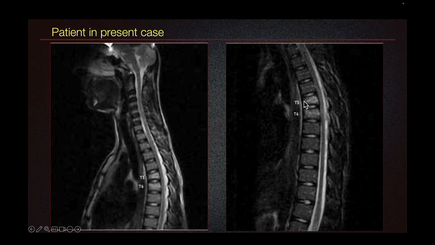There is edema signal in T5 and T6 vertebral bodies, and when we compare these vertebral bodies to the T4 vertebral body, we can see that they have slight height loss. As you go from top to bottom in spine, the vertebral bodies should have similar or slightly increased size as we go below. So this patient has compression fracture of T5 and T6 vertebral bodies.